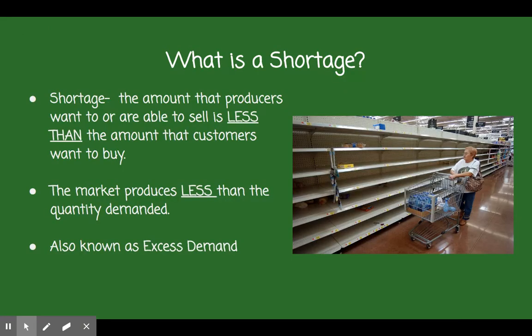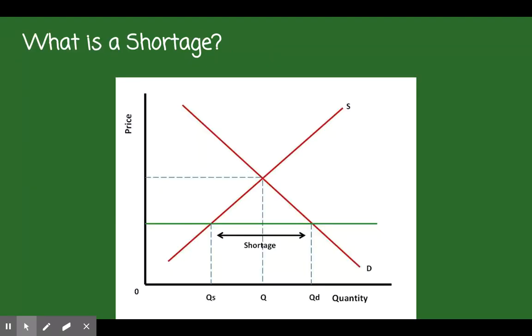Now on the flip side, what's a shortage? Anybody else's toilet paper aisle still look like that? What is going on? It's because we have a shortage of toilet paper. Shortage is the amount that producers want or are able to sell is less than the amount that customers want to buy. So in our case, we want toilet paper. Unfortunately, the people producing toilet paper can't make it fast enough, so we don't have enough on the shelves. The market produces less than the quantity is demanded. We demand a lot of toilet paper. They can't supply enough. This is known as excess demand. So a shortage fills in the gap below our equilibrium price.